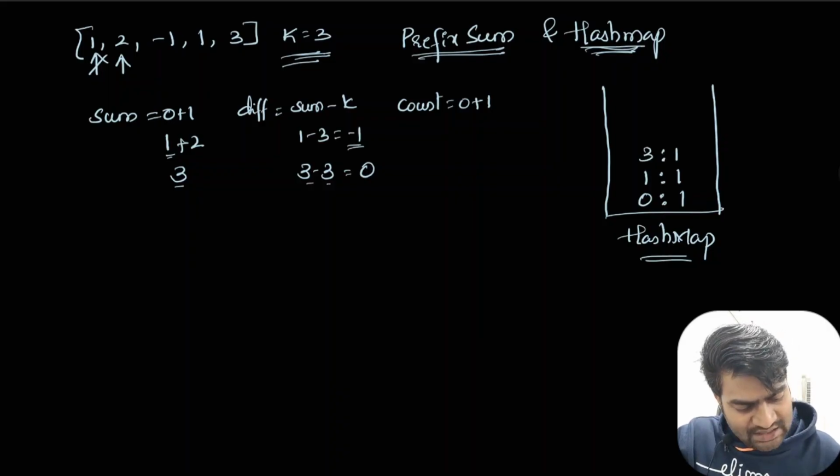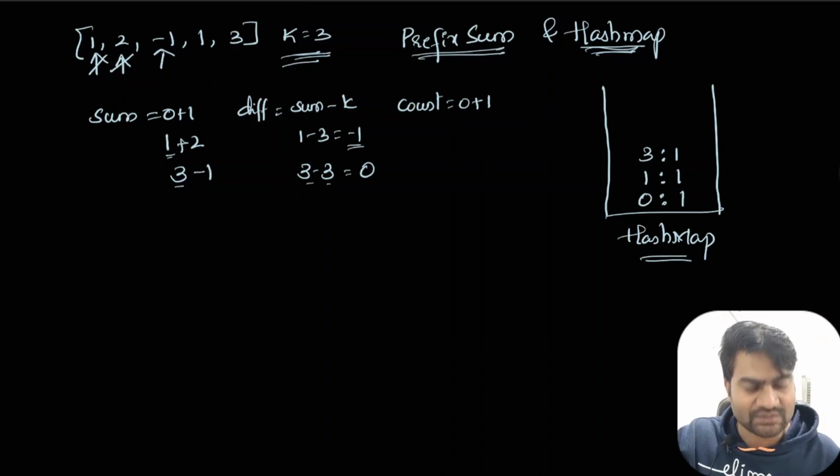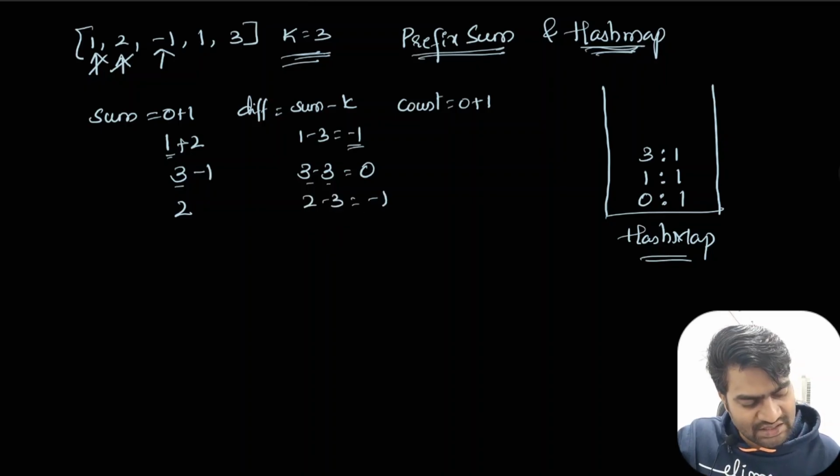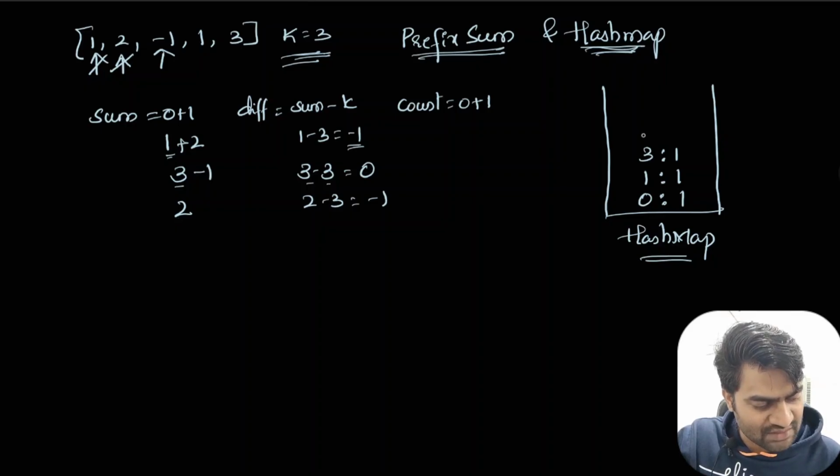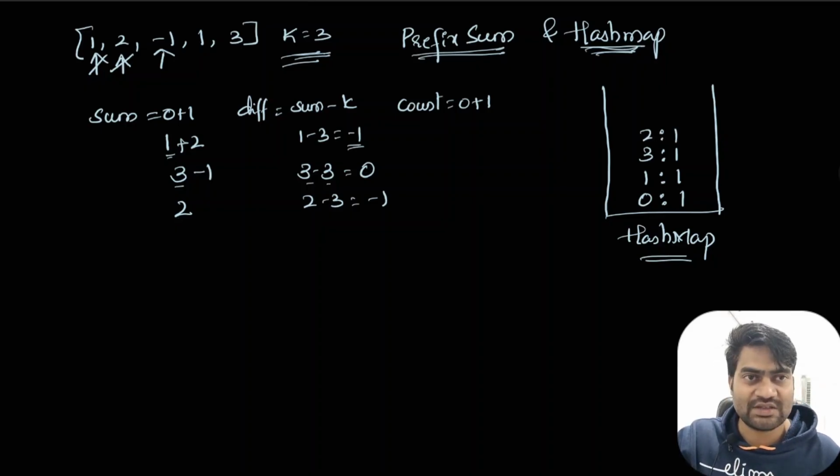With that, I will move to the next number. The next number is -1. So the total sum is 2. If the sum is less than k, then we won't get anything. So we simply check 2 minus 3 equal to -1. Obviously -1 won't be there in the hash map. Since we have seen this sum 2 for the first time, I will push it to the hash map with count 1. Now after this, I will see the next number.